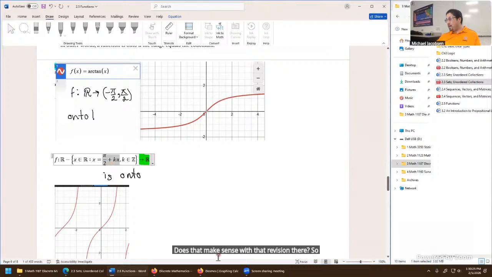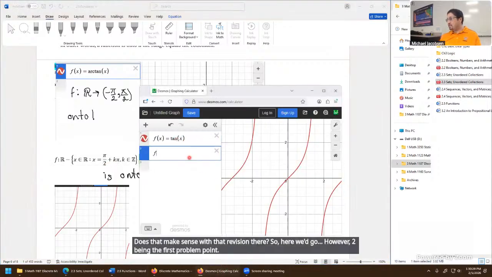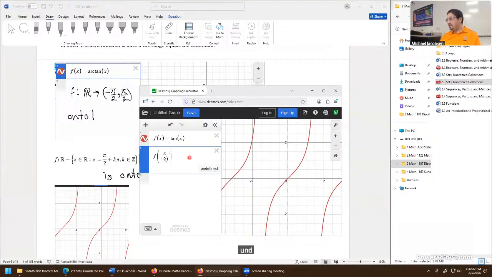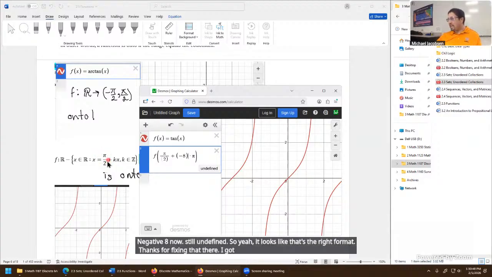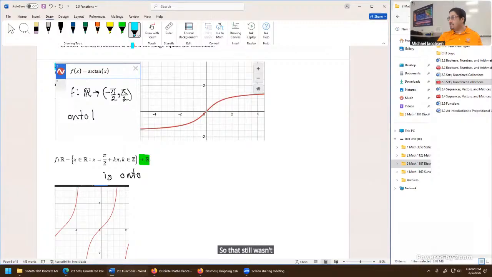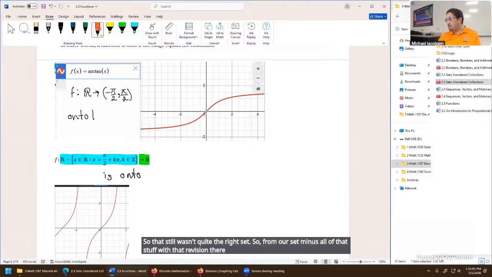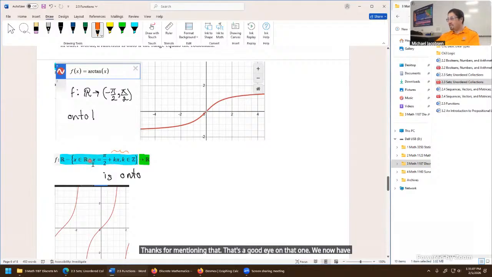So here we'd go pi over 2 being the first problem point, undefined as expected, then take an integer, say plus 5 times pi, still undefined, no matter what that integer is. Now negative 8, still undefined. So yeah, it looks like that's the right format. Thanks for fixing that there. Just any multiple of pi over 2 takes you to points where the function is defined, so that still wasn't quite the right set. So from R set minus all of that stuff with this important revision, thanks for mentioning that, that's a good eye on that one. We now have the right domain and we can make sense of this function. It's onto as defined this way.